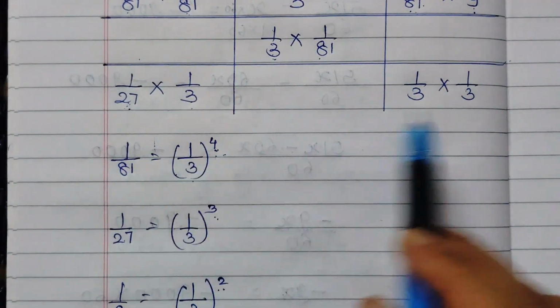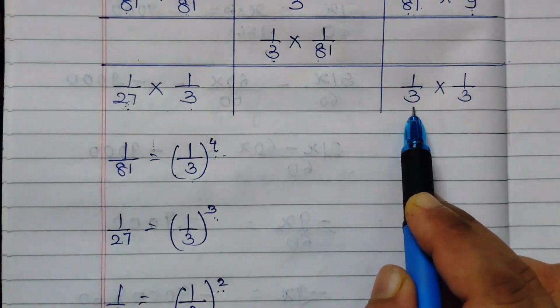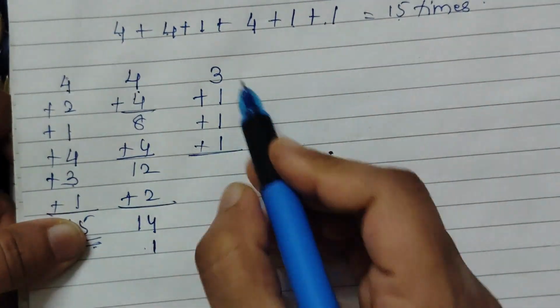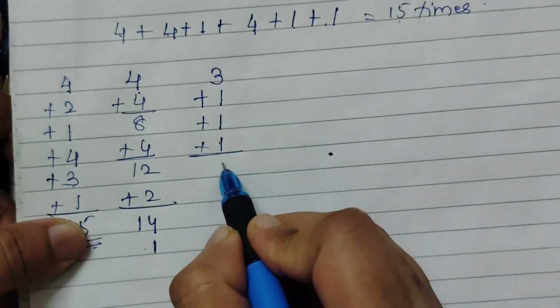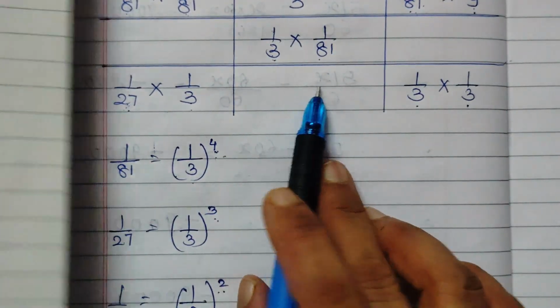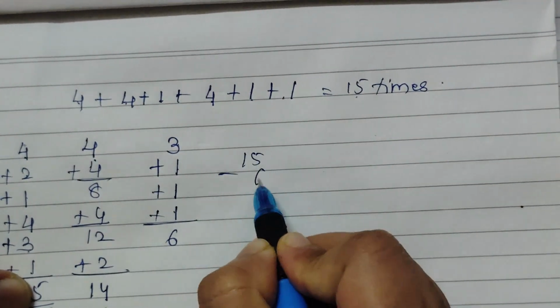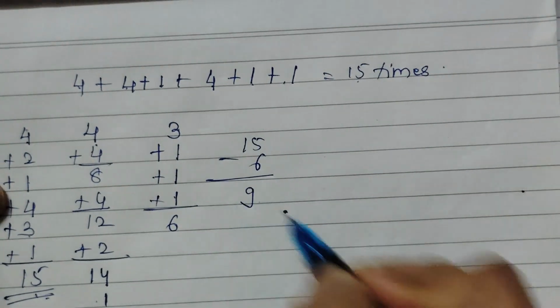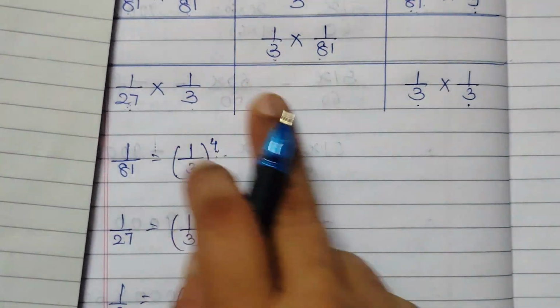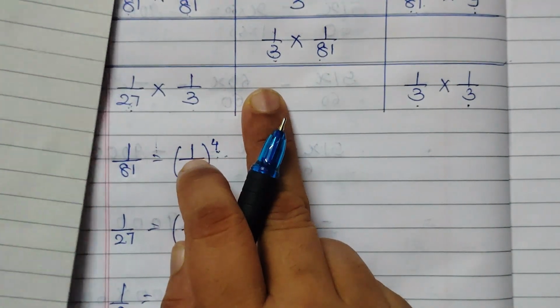Then again 1 upon 3 is 1 time. Again 1 upon 3 is 1 time. So how much is it? 3 plus 1, 4, 5, 6. 6 times. And we have to fill in some numbers here, but totally what we require is 15 times. So 15 minus 6 is 9. So 15 minus 6 is what? 9. So here we have to make it 9 times.